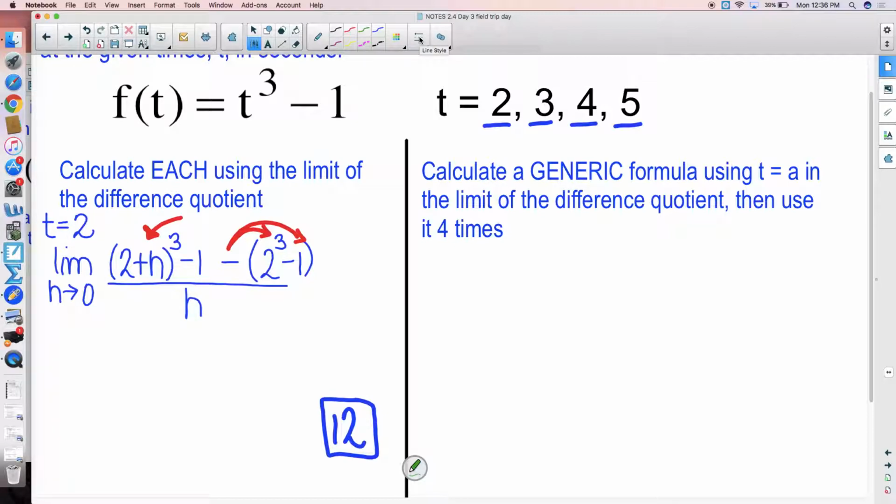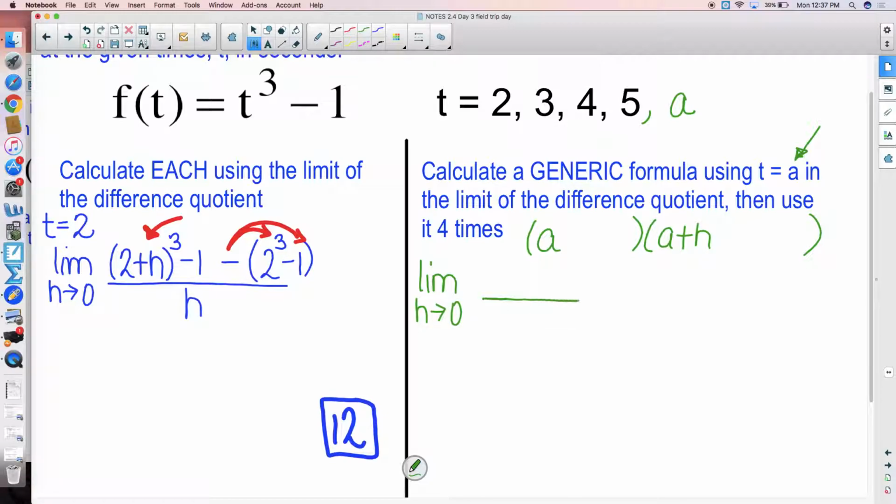If you're back, then you've already done that, and you're looking for a way to calculate a generic formula so that you could use the formula 4 times and not have to do the difference quotient 4 times. To do that, we're just going to pick a letter. I picked A. So instead of 2, 3, 4, and 5, I'm going to calculate the difference quotient at a place x equals A, or at time equals A. So my ordered pairs are really going to be A and A plus H. I'm going to do that generically and set that up so that I can come up with a formula that I can use for 4 different times to find the instantaneous velocity or rate of change at those different t's.